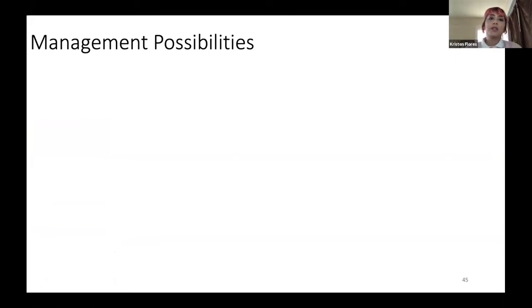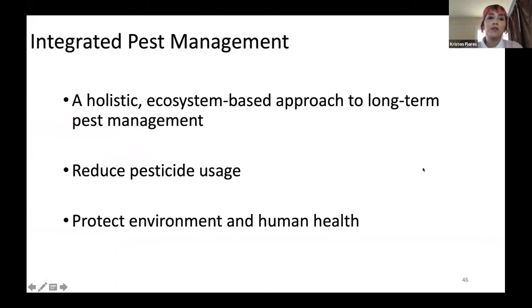So our lab specializes in integrated pest management, or IPM, which is a holistic ecosystem-based strategy for long-term pest management. This means that we use a variety of methods to control pest populations with an emphasis on reducing the use of pesticides. And this approach is important because it helps conserve the environment and requires fewer inputs over time. So in short, our goal in IPM is to effectively control pests by working with natural processes and limiting harm to the environment and to human health.